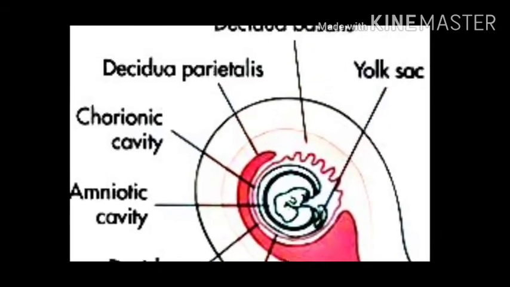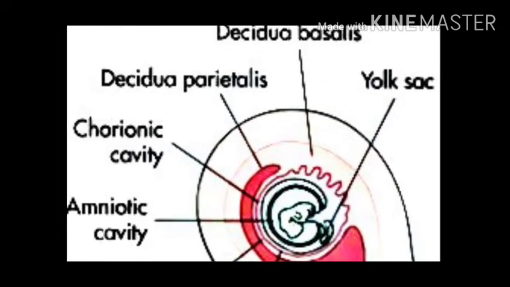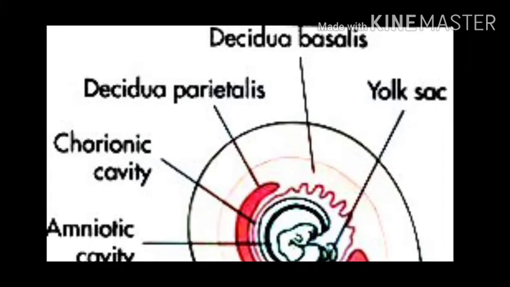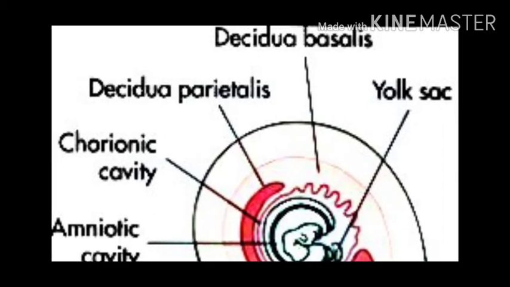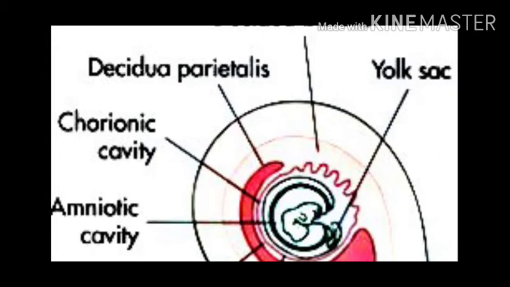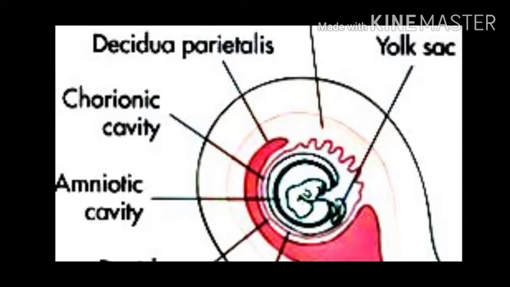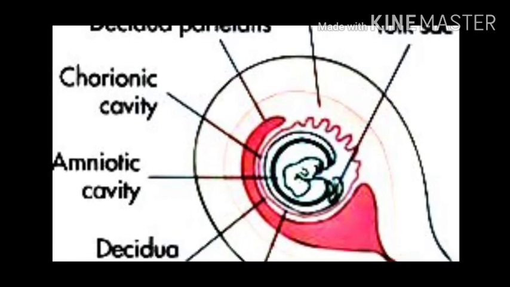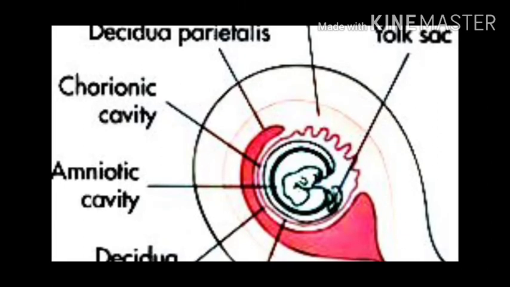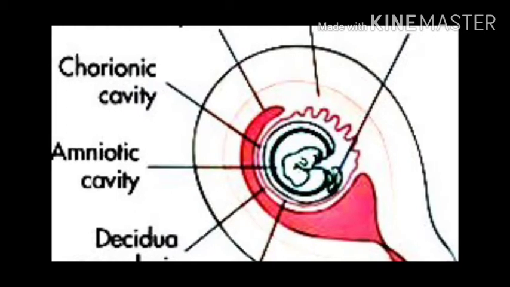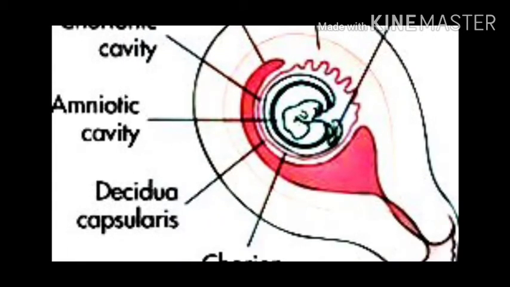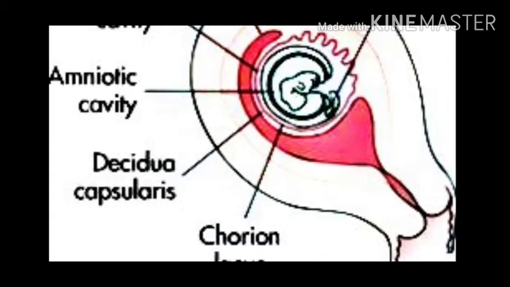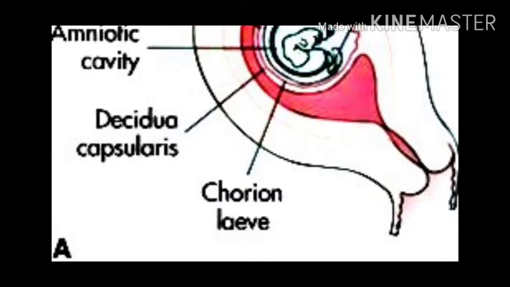So this is the decidua basalis. The decidua basalis is part of the maternal endometrium. The second thing is the decidua parietalis, and this one is the chorionic cavity. This is the chorionic cavity, this is the yolk sac, and this is the amniotic cavity. And around the fetus, a covering-like structure is known as the decidua capsularis, which is part of the maternal side.